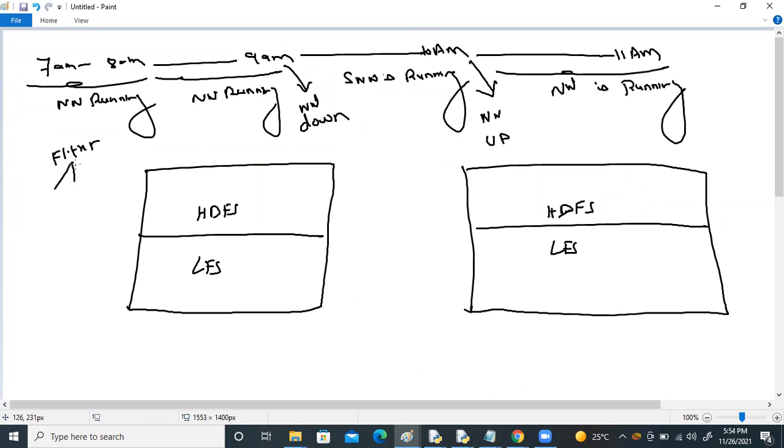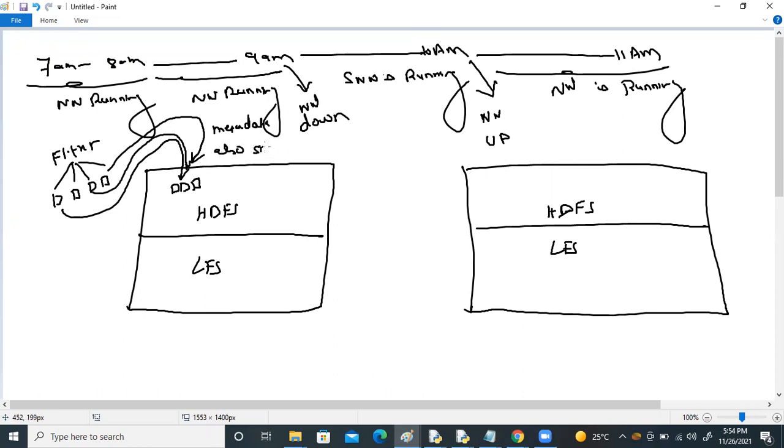F1.txt, blocks. Metadata is also stored in the form of blocks. It's also stored in the temp folder.